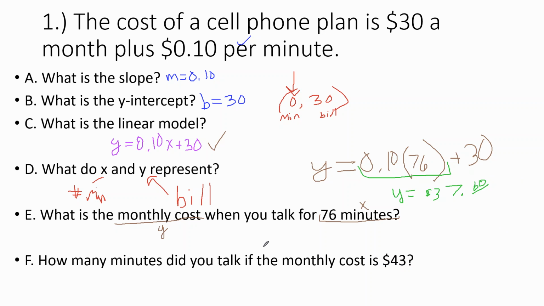Part F is the other application, and that's working backwards. Let's say that you can only afford a bill of $43. So your monthly cost cannot be more than $43. And we know that the monthly cost is represented by y. And I'm trying to find the number of minutes, so I need to find x. So when I look at my equation, I know that my bill is 43, and I need to find this value of x. So we have to solve this new equation.